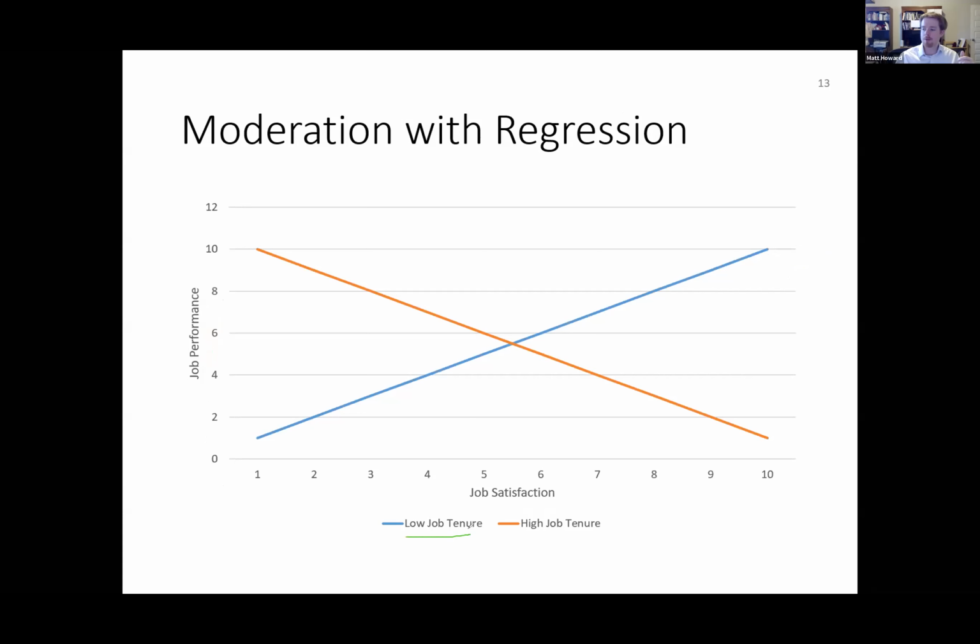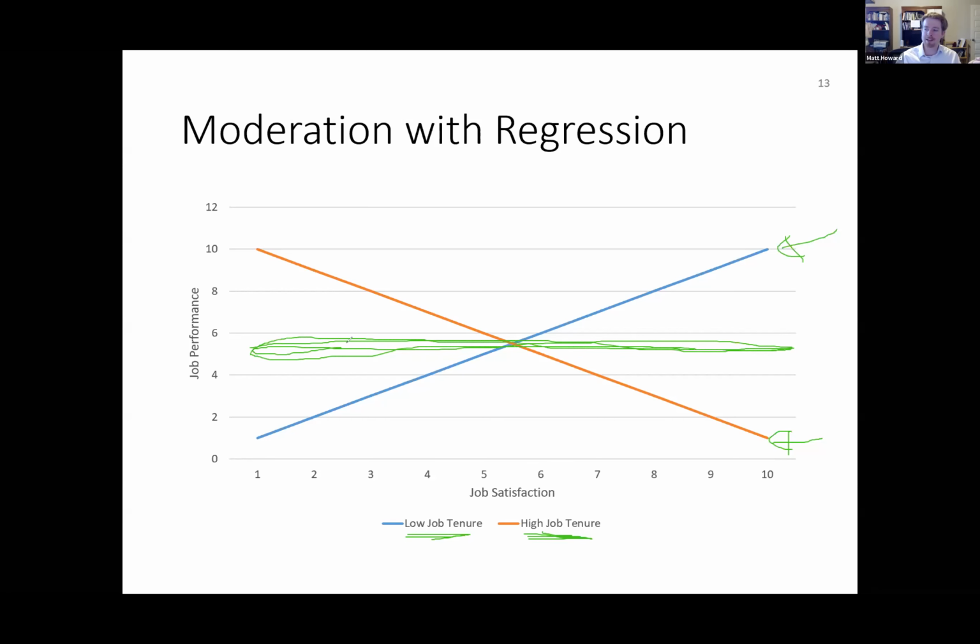That for people with low job tenure, this relationship is extremely strong and extremely positive, but for people with high job tenure, this relationship is extremely strong but very negative. So therefore, in this instance, before when we didn't account for that moderator, our line was completely flat, because these two conditions averaged together to make a flat line.